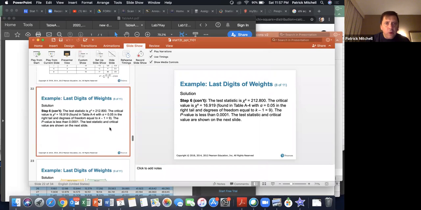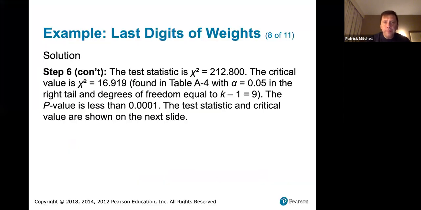All right, I was hoping they had a picture of a chi-square distribution. Oh, here we go, there's one on the next slide, good. I think that might be helpful. Okay, in a minute, we will try to get the p-value for this. They're saying it's less than 0.0001.